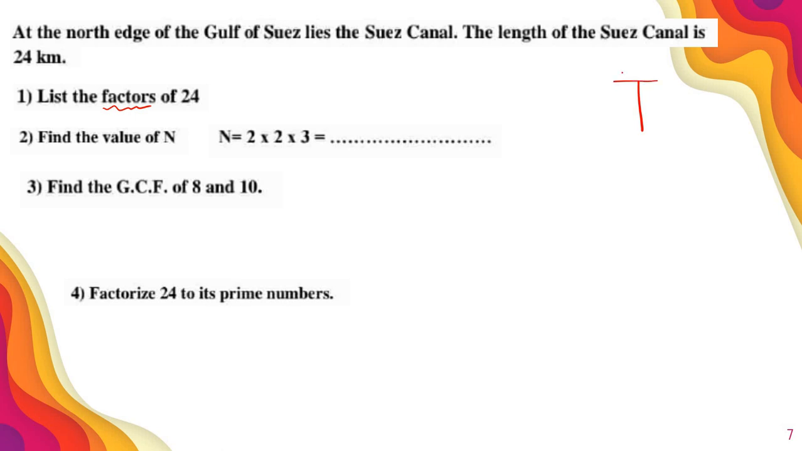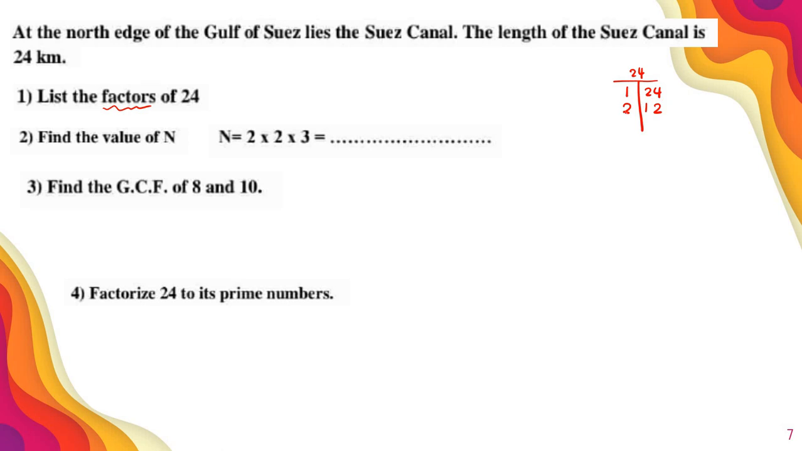A T chart to find out the factors of 24. Start with 1. 1 times what gives me 24? 1 times 24. Don't forget, you have to find out the factors of 24. Okay, this number can be divided by 2. Yes, it's an even number. So 2 times what equals 24? 2 times 12.